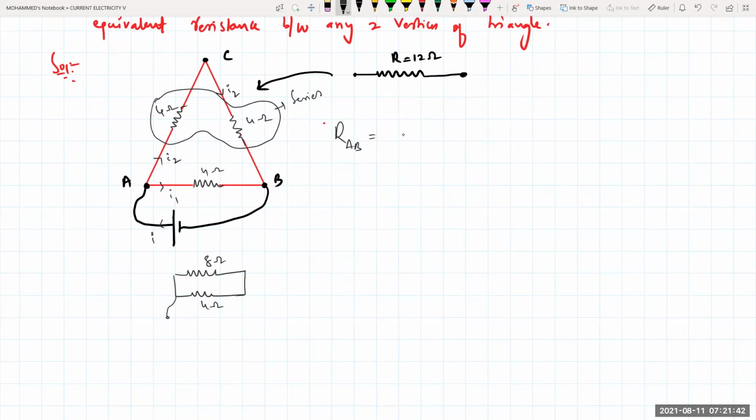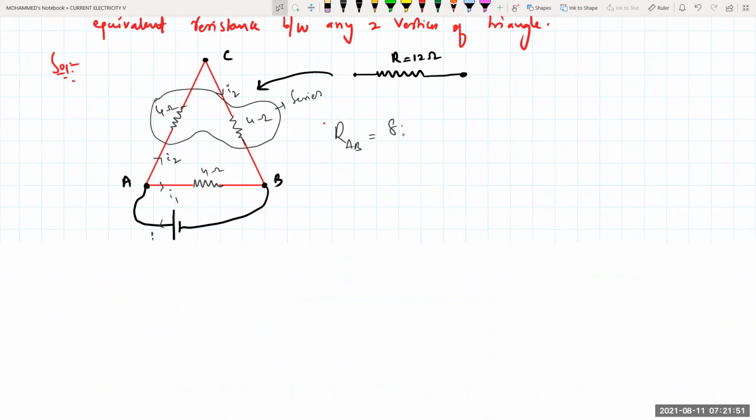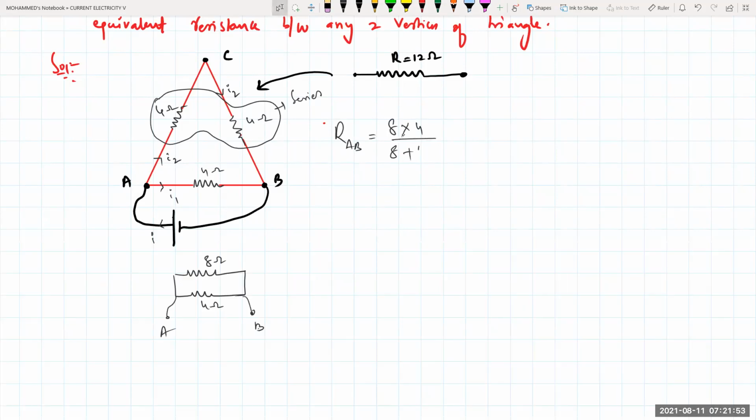This is your terminal A. This is your terminal B. Now tell me what is R effective? R effective is equal to 8 into 4 divided by 8 plus 4. 4 8s are 32, 32 by 12. Tell me in fraction. 8 by 3 ohms. Is it clear?